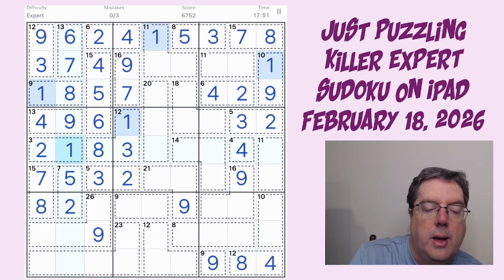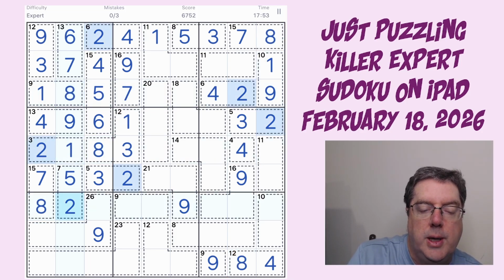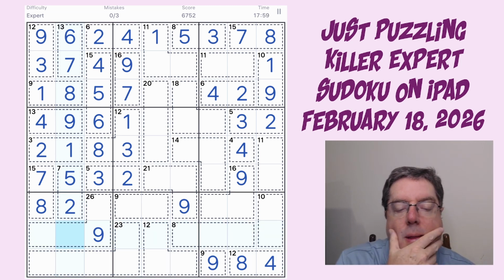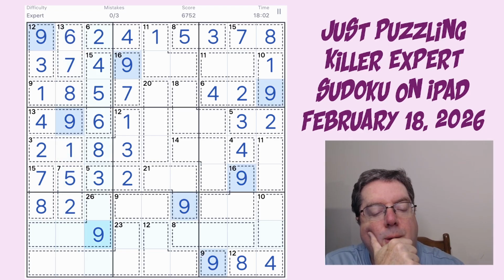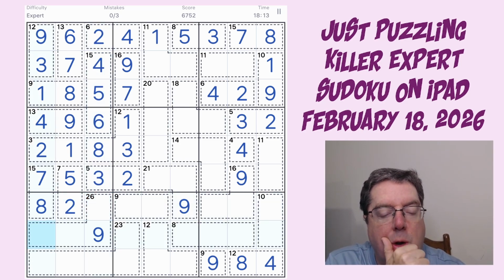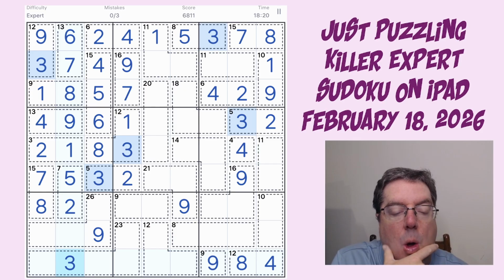So 1, 2, 3. So 3 can be here or here. Actually, 3 cannot be there. I'll explain why. Because if that's 3, that adds up to 12. 12 would need 14 for the other two numbers. Now, for 14, you need 9 and 5. Well, 9's already in there, or you need 8 and 6. 8's already in there, so that can't be a 3, so this is going to be a 3 here. 1, 2, 3, 4.